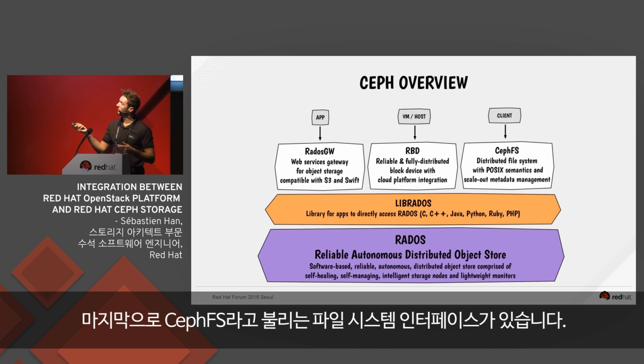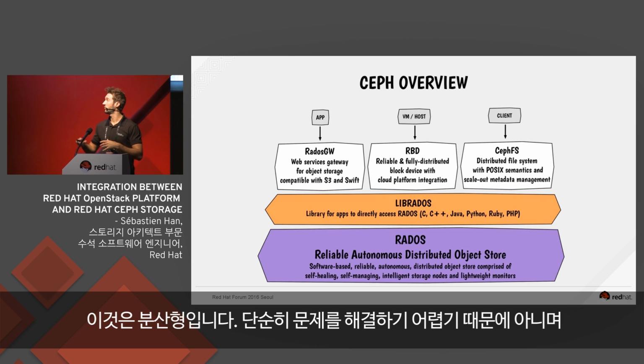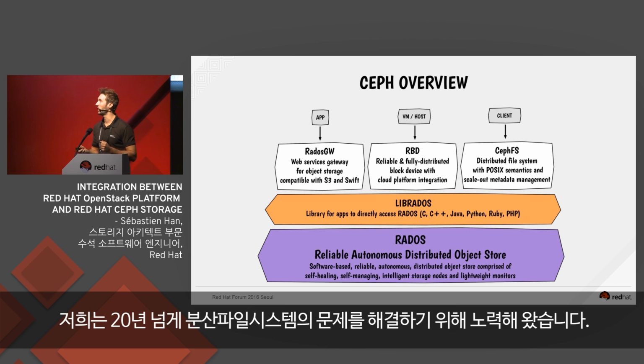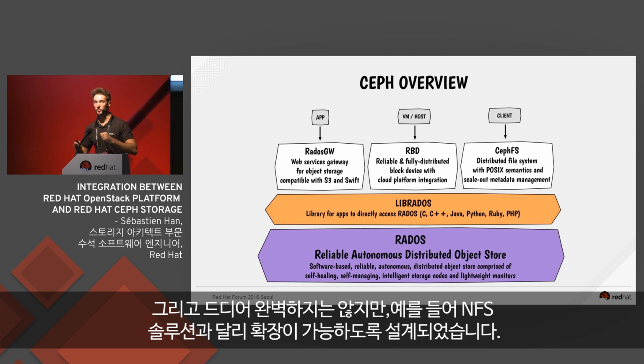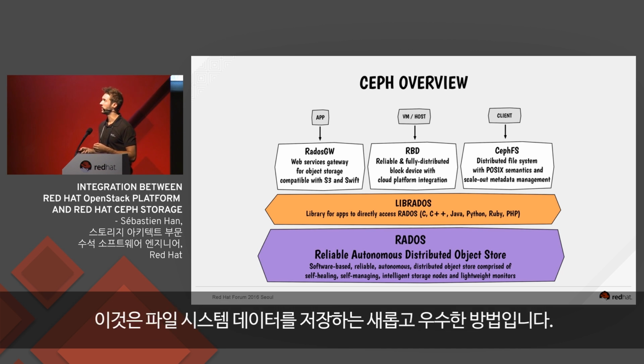And then finally, we have a file system interface, which is called CephFS. And it's just a distributed, well, not just, because it's a really hard problem to solve. We have been trying to solve this distributed file system problem for more than 20 years already. And here it is. It's not perfect, but it's really designed to scale, not like solutions like NFS, for example. It's really a new, good way to store file system data.